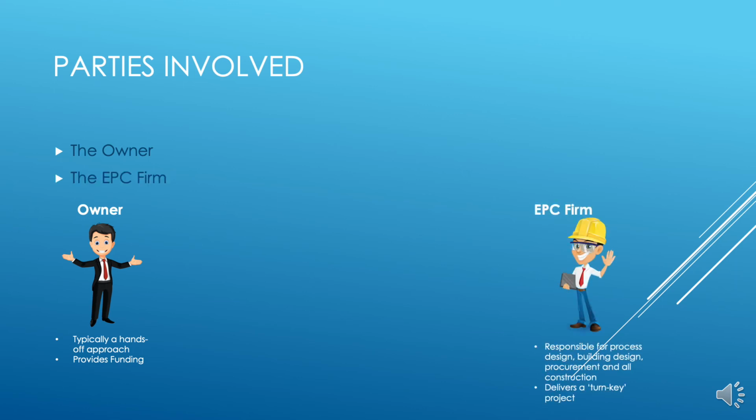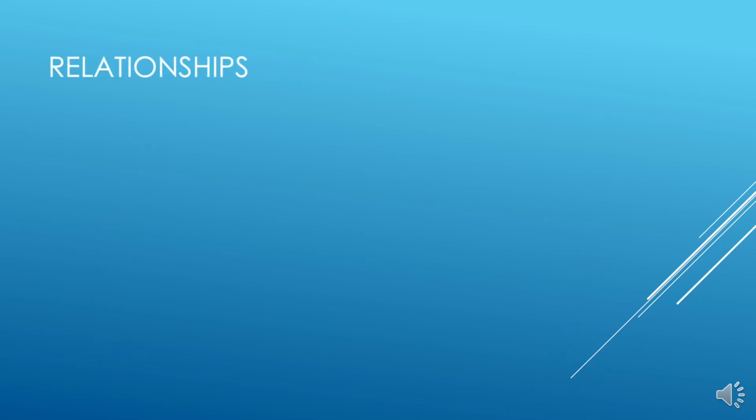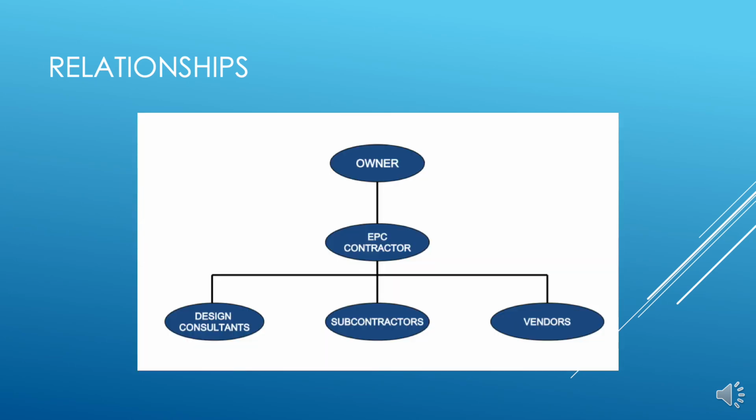The EPC firm is responsible for every aspect of the project to include process design, building design, procurement of all materials, and all construction activities. The EPC contractor essentially delivers a turnkey project for the owner. The relationships in an EPC delivery system are fairly simple. The owner only has direct communication with the EPC firm. The EPC firm is responsible for relaying any information from its material suppliers, subcontractors, or design consultants to the owner.